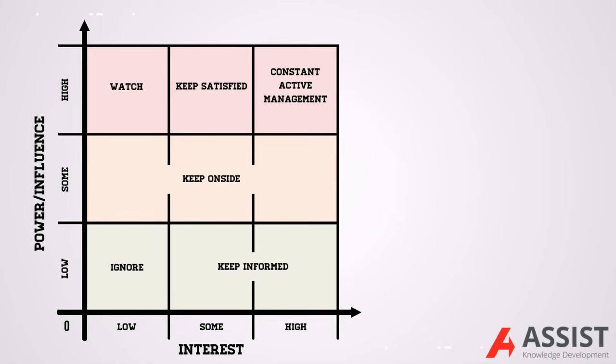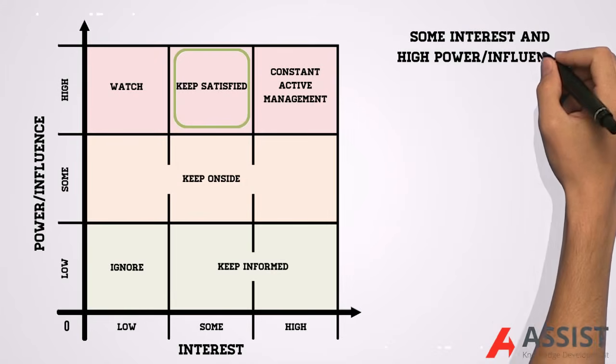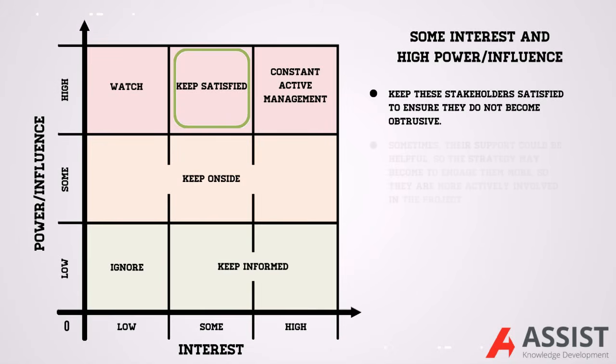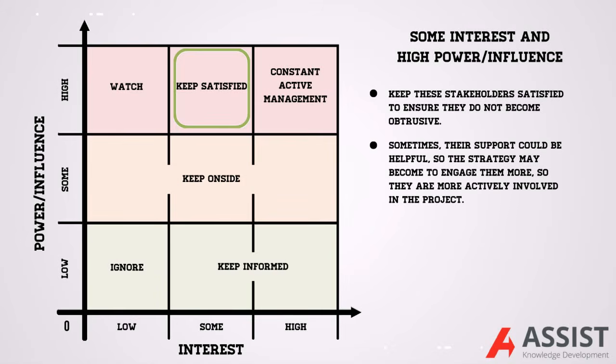For those with some interest in the project and high power influence, the usual strategy is to keep them satisfied so that they are happy with the progress and allow the project to continue without them taking a more direct and potentially obstructive interest in the project. However, there may be circumstances where their support would be helpful, in which case the strategy may be precisely the opposite, to engage these stakeholders so that they are more actively involved in the project.